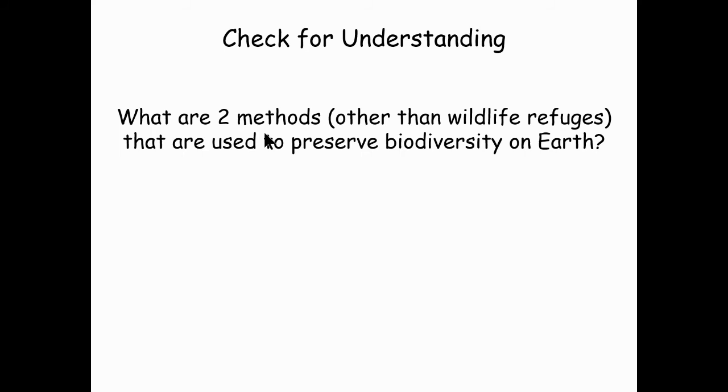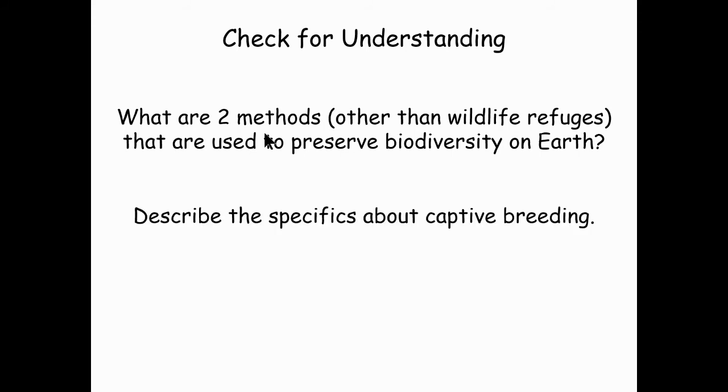Two methods other than wildlife refuges that are used to preserve biodiversity on Earth. Take a look at number 23 if you can't remember. Yeah, seed banks, botanical gardens, farms, zoos, aquariums. Describe the specifics about captive breeding. Take a look at number 25 if you can't remember.